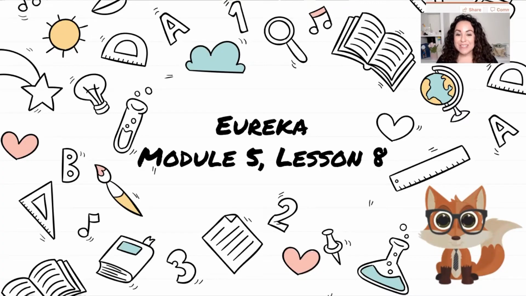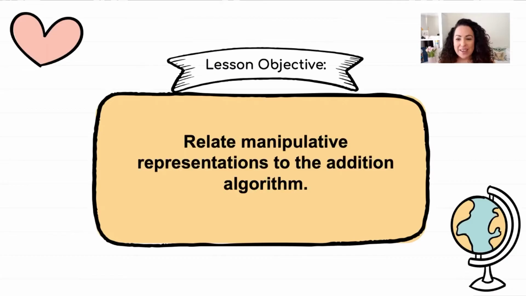Second graders. So today we're going to be working on Eureka Module 5, Lesson 8. Our objective today is we're going to relate manipulative representations to the addition algorithm. So what that means is we're going to be adding and we're going to be making some drawings, but we're also going to practice using that algorithm again.